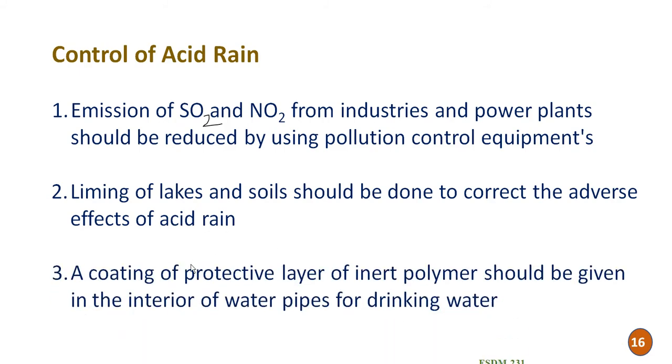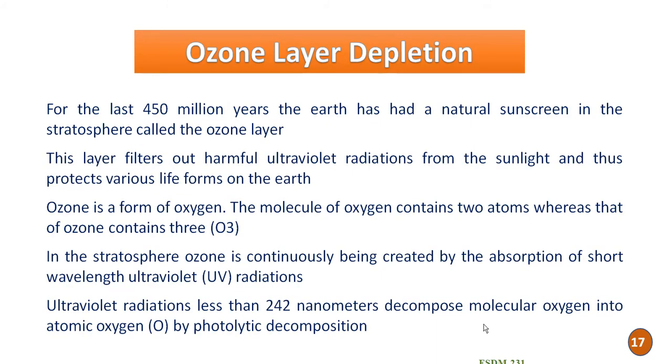Then third one is the coating of a protective layer of inert polymer should be given in the interior of water pipes for drinking water. So these are some of the measures which we can apply to control or reduce the intensity of the acid rain.